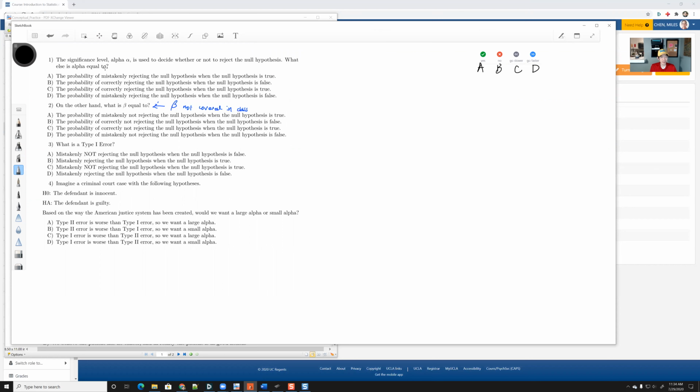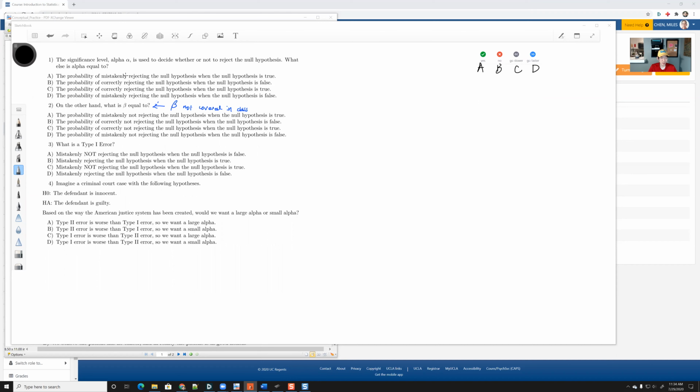Significance level alpha is used to decide whether or not to reject the null hypothesis. What else is alpha equal to? Go ahead and think of the answer. Read your answer choices, A, B, C, and D. Think of your answer, and I'll tell you when to reveal your answers on the participants window.